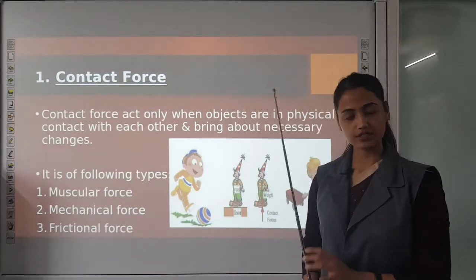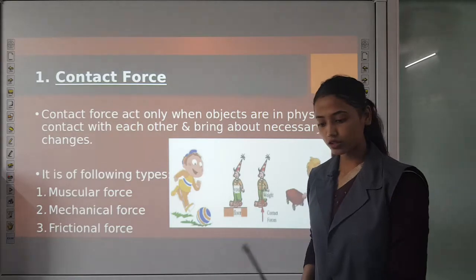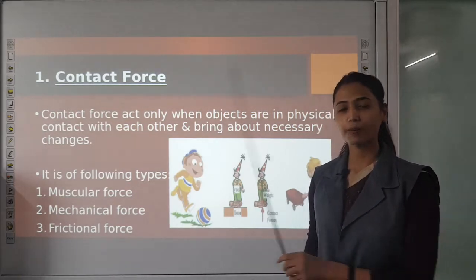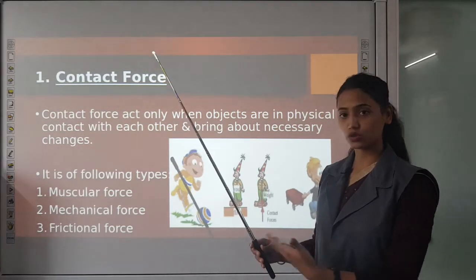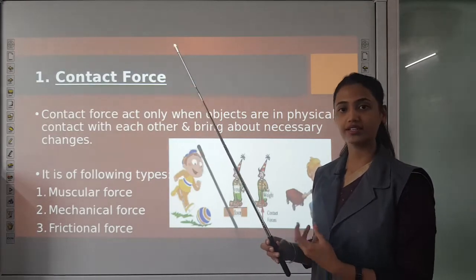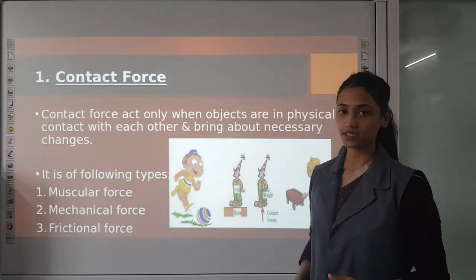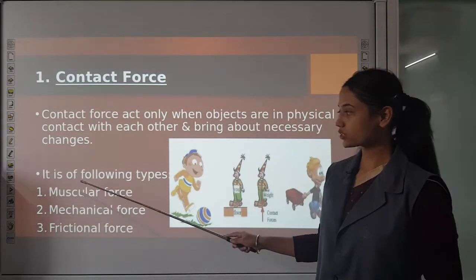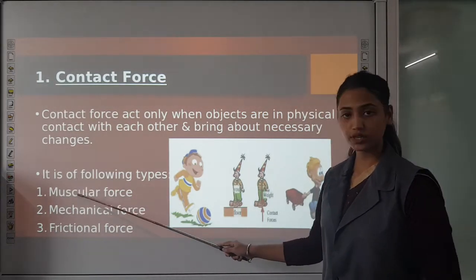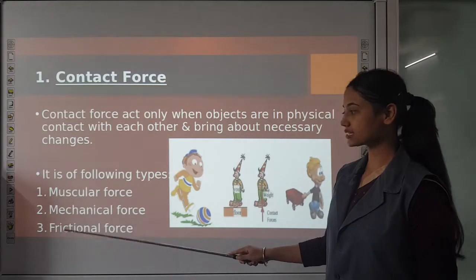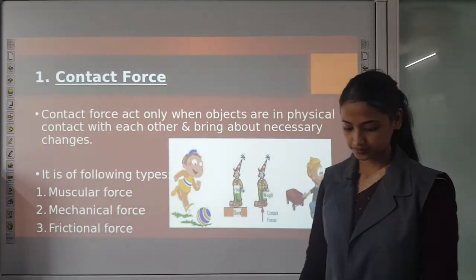This is a stylus, this is a pointer. If I do not touch it, then can I operate it? No, because there is no contact between my fingers and this pointer. So in contact force, physical contact is a must. It is of the following types: muscular force, mechanical force and frictional force.